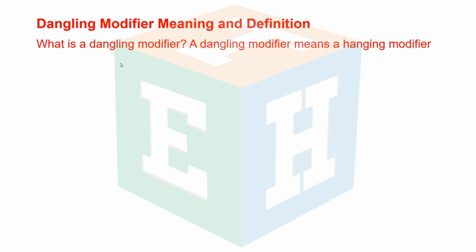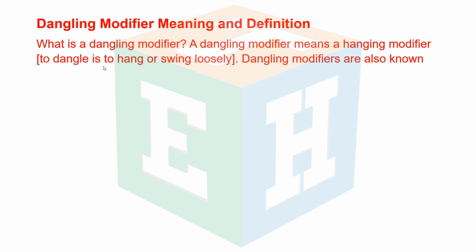What is a dangling modifier? A dangling modifier means a hanging modifier. To dangle is to hang or swing loosely. Dangling modifiers are also known as floating modifiers or misplaced modifiers.